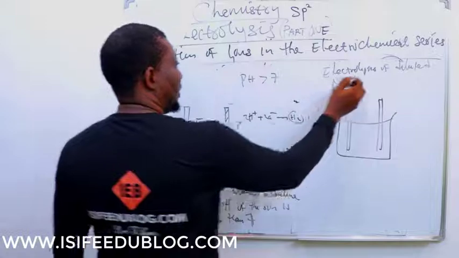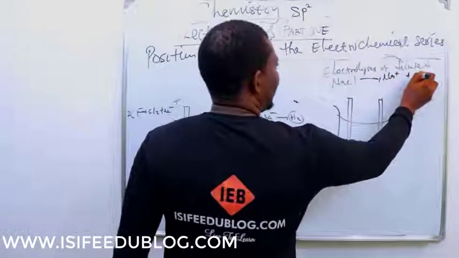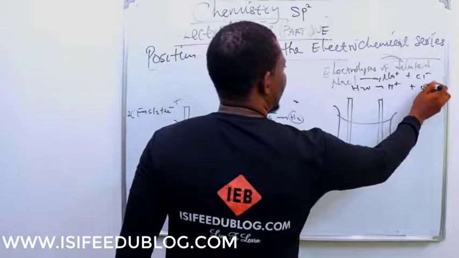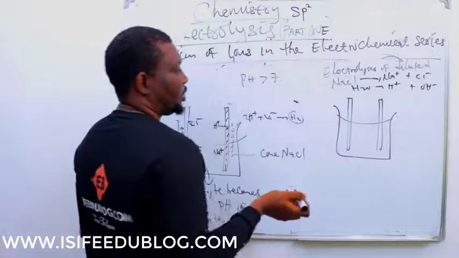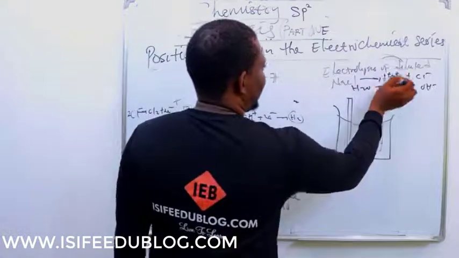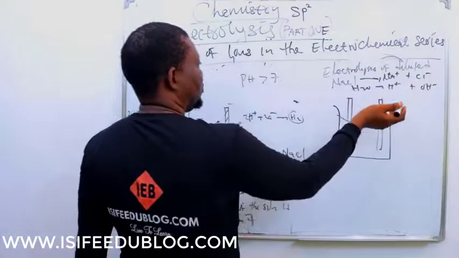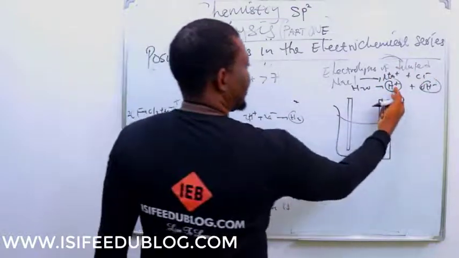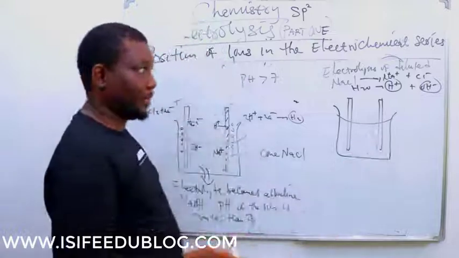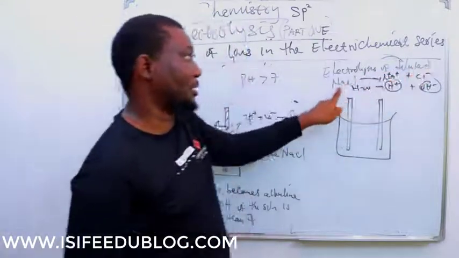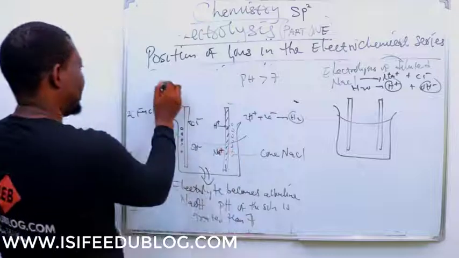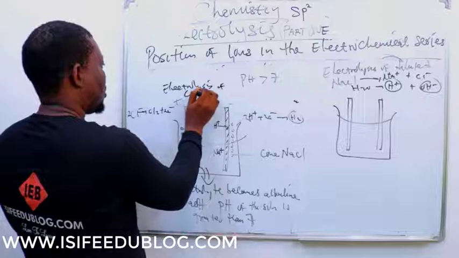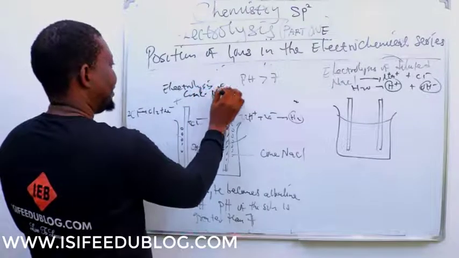So it's diluted. In this dilute solution we have Na plus, Cl minus, and water, which gives H plus and OH minus. So in this kind of discharge, this is not more concentrated than that, since it's dilute. So even if H is more concentrated, these two ions here will be discharged. This is the electrolysis of diluted sodium chloride, and this one is the electrolysis of concentrated NaCl. So this is what I have.